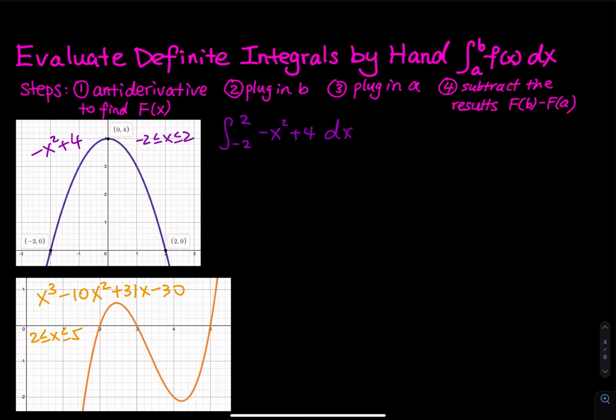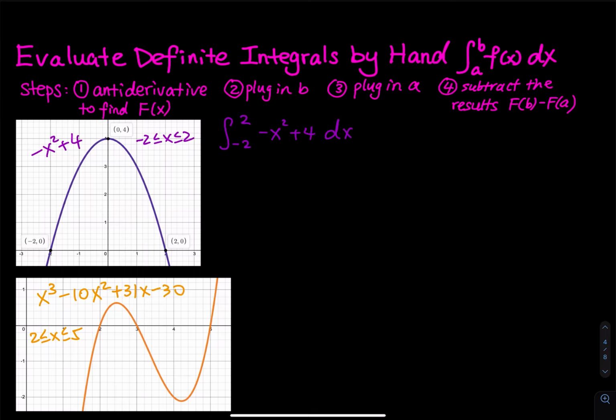I want to show you how to evaluate definite integrals by hand. So the first problem we have is a parabola, negative x squared plus 4, and I want to find the area where x is between negative 2 and 2. Then I set up my definite integral. So this is a definite integral. X goes from negative 2 to 2, and the integrand is negative x squared plus 4 dx.